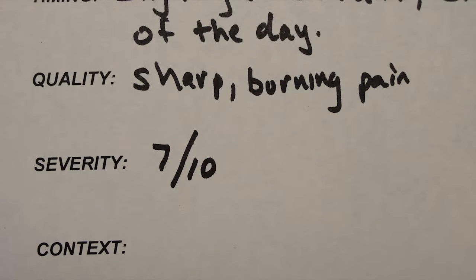Severity. This refers to how bad they're feeling their symptoms. There are multiple ways to gauge this. You can use a mild to severe scale, but I find the most useful way to gauge the symptoms is on a scale from 1 to 10, where 10 is the greatest intensity.